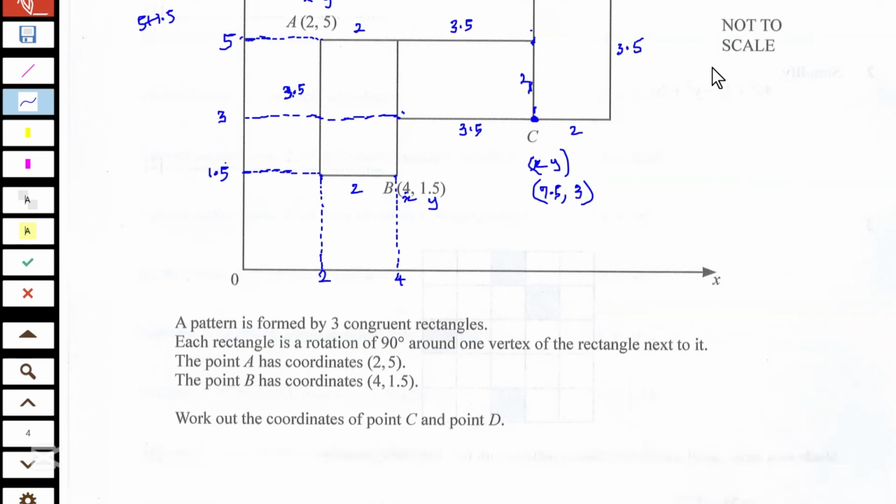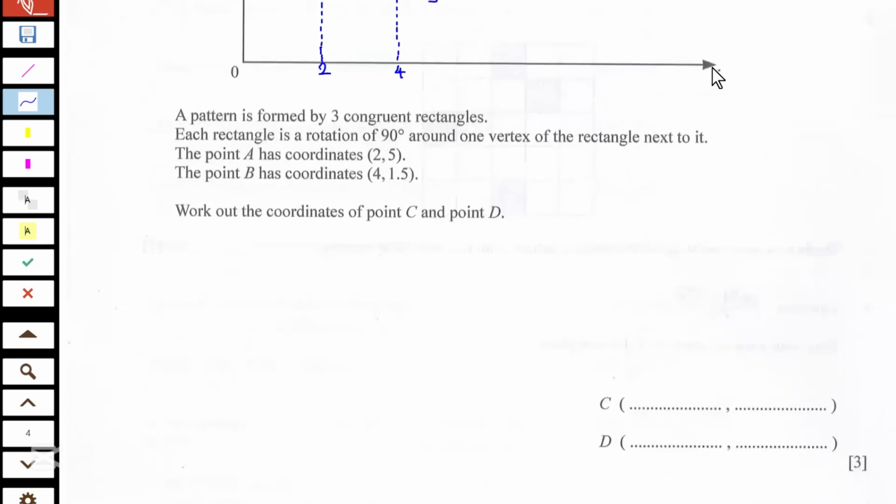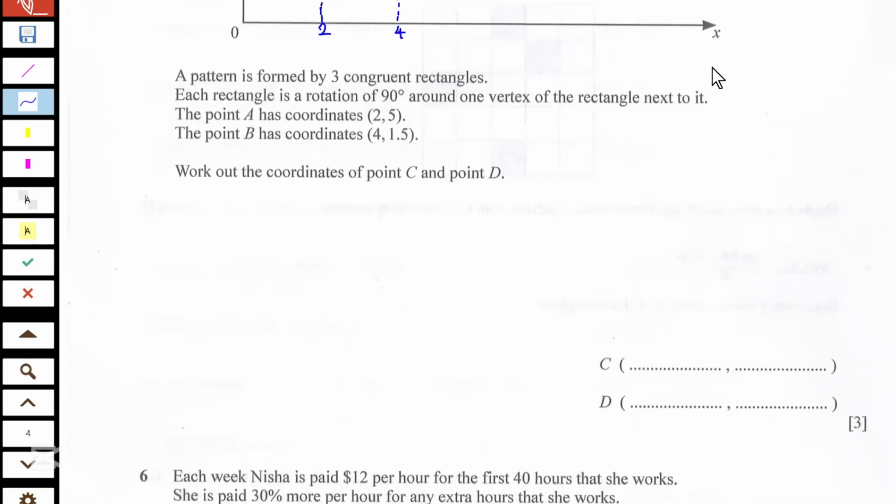So we're now going to write the answers. The x and y coordinate for C is given as 7.5 and 3. And the x and y coordinate for D is 9.5 and 6.5.